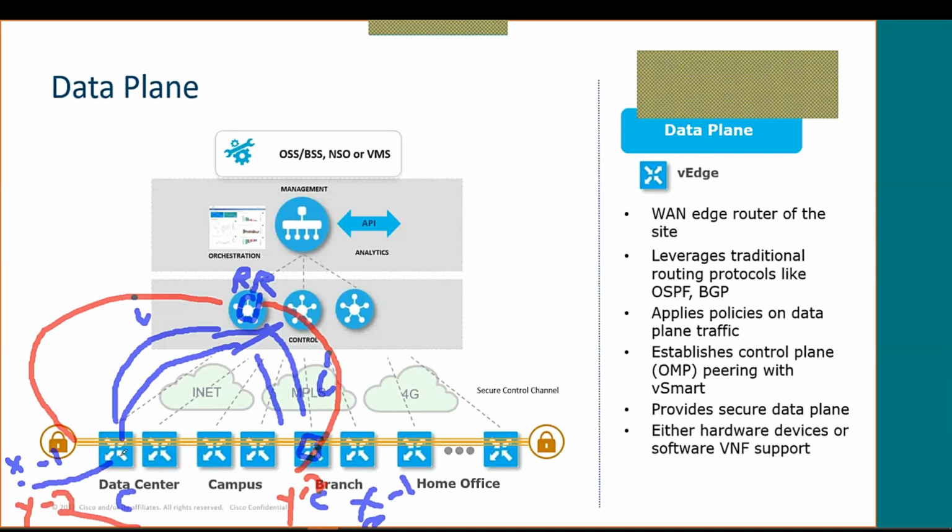Meaning that the control plane communication is happening via the route reflector. Any data to go from X subnet to Y goes via the transport path, the directly connected path. Data plane communication will go from data center to branch, and branch to data center. So control plane takes place via the route reflector. Data plane is not going to go through the route reflector. Data plane is directly connected.